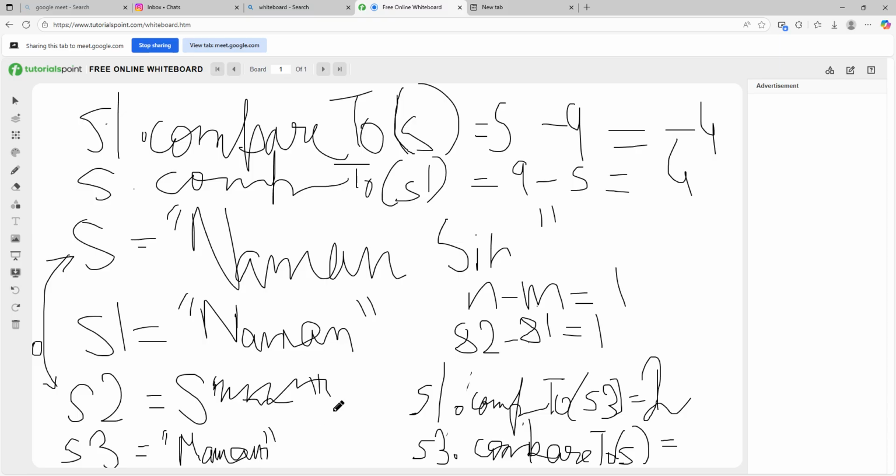Oh, this is M, right? Oh wait, first, I made a mistake. First it will compare the first letters, no. But since you put S3 first, it will take the index position of capital M first. So it will be 81 minus 82. It will be totally negative 1, yeah, negative 1.